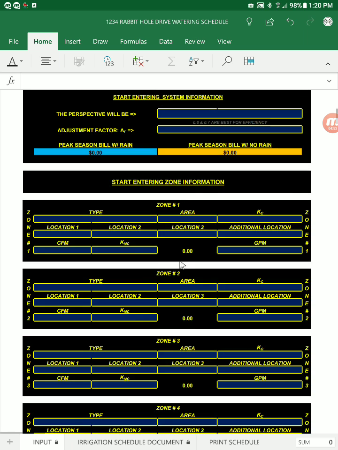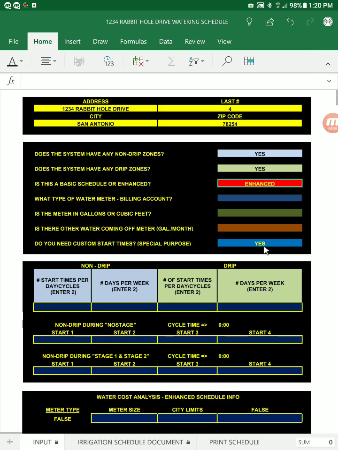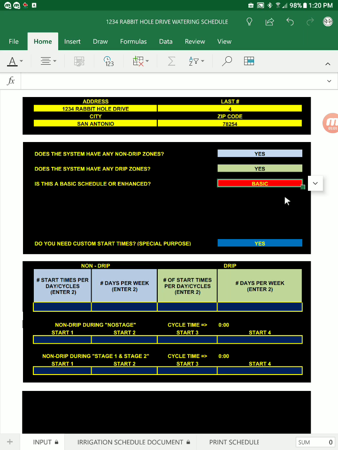So yes, it's enhanced. We are going to calculate this guy's water bill. And then here we have our cubic feet per minute, and we have our GPM, and that shows up now. And then again, if I was doing basic, my next question is: is there a water meter?